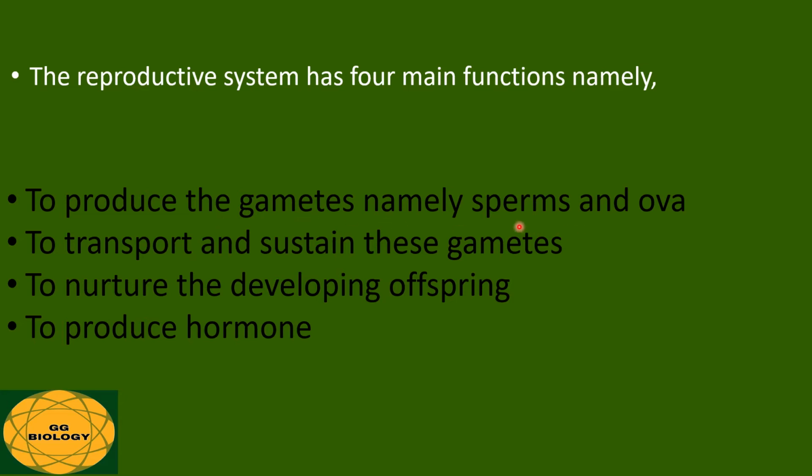After the production of these two gametes, the transport has to take place and the gametes have to be sustained. So that is the second point: to transport and sustain the gametes. The third point is that after the production of the offsprings, they have to be nurtured by the adults. And finally, to produce the hormones. So hormones are also produced by the reproductive system.